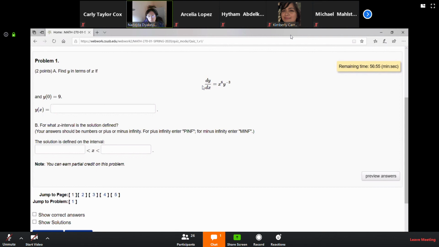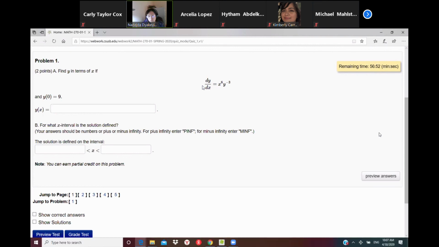To the projector, so I started writing here. This is going to be important when you have to determine the interval of existence. So this is used to find the interval of existence.